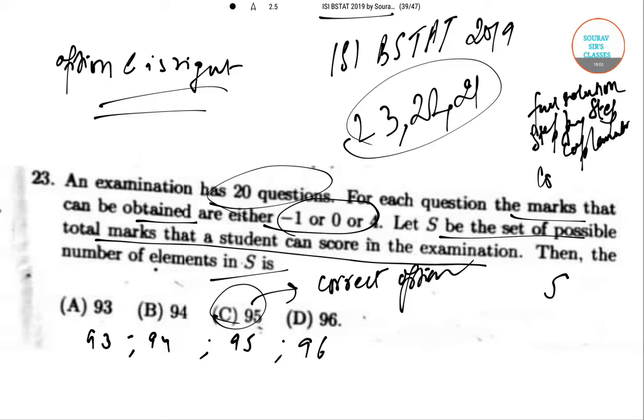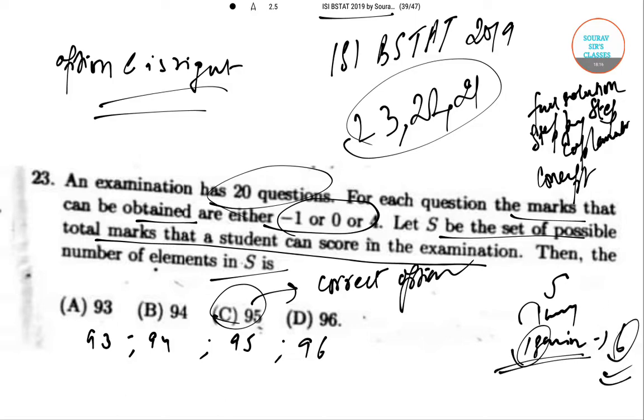Concept building has been done, some theoretical parts have also been discussed, and we have done three questions in 18 minutes while explaining. So per question 6 minutes with explaining, and if you do it without explaining, you can do it within 2 to 3 minutes per question. Time management has also been taken into consideration, because time is a very important factor in any competitive examination, especially in ISI BSTAT, any year it will remain the same.